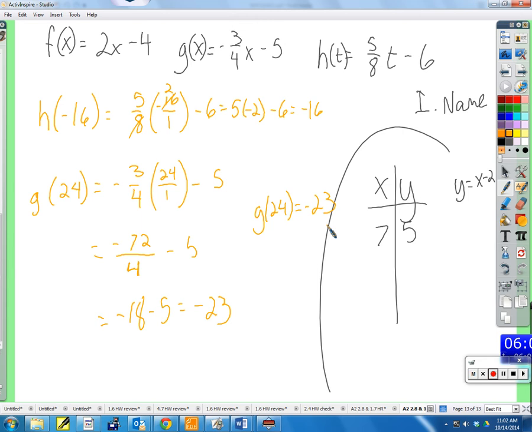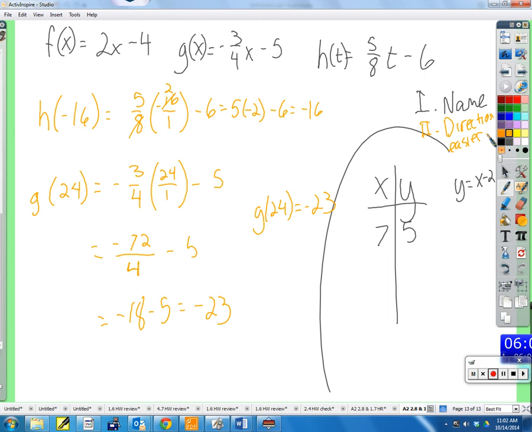Well, then it's a good thing we took some time to talk about what it means exactly. One thing is that it gives the functions a name. The other thing is that it makes directions easy. It makes it easy to tell you what I want you to do with the function. When we have h parentheses t, a number goes there, it makes directions easier. Because before, think about if all these said y. y equals 2x minus 4. y equals negative 3 fourths x minus 5.